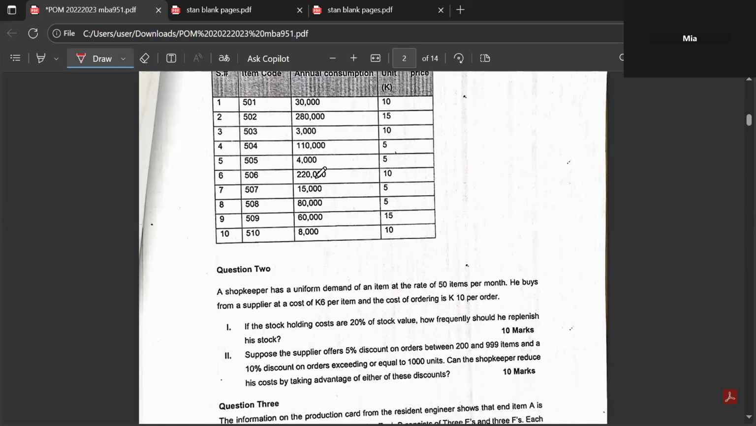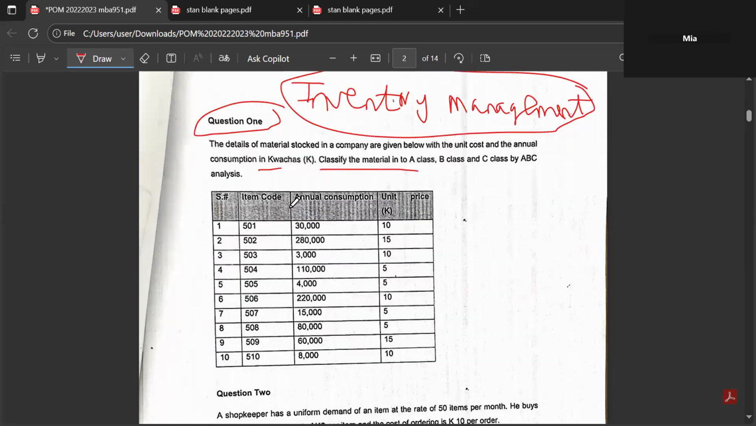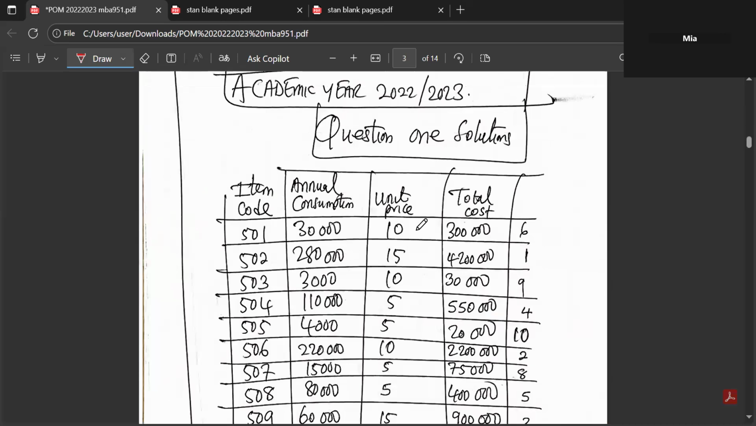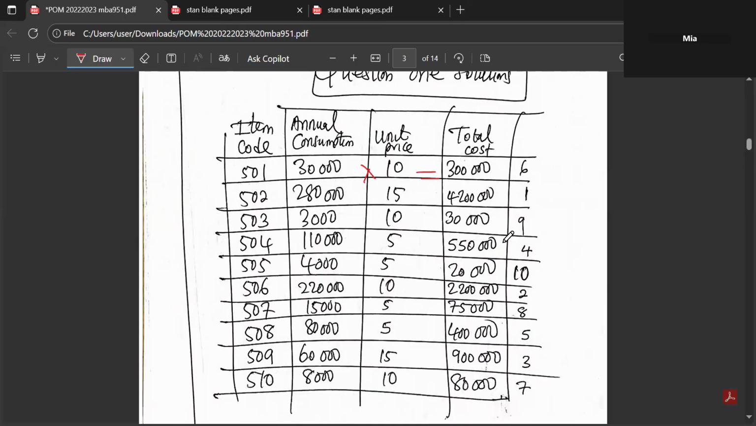Now, under this question, we are simply saying that item code 501, 502, 503, 504, 505, 506, 507, 508, 509, 510. These are consumption. So we need to multiply by the unit price to get the values. Okay, so after multiplying by the unit price, we are simply getting the figures here. So after getting the figures here, we should rank them starting with the highest one.